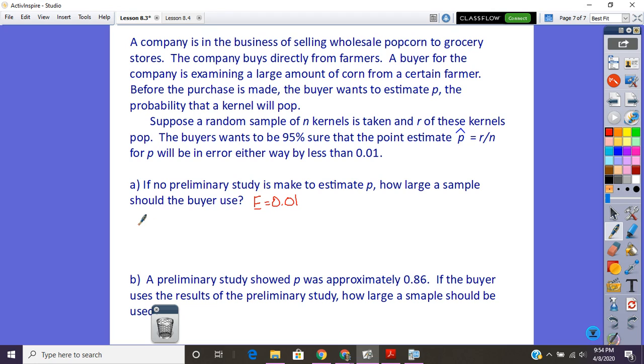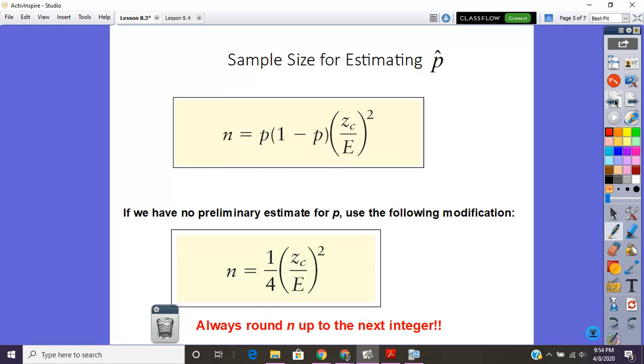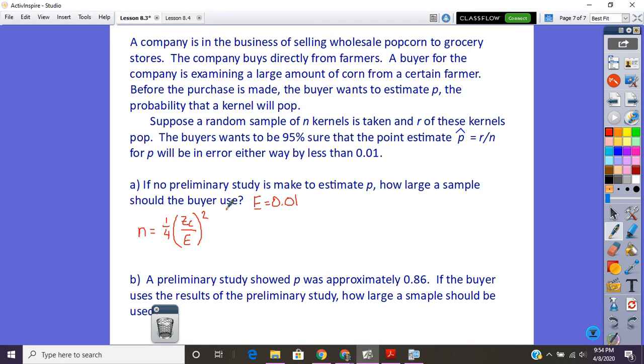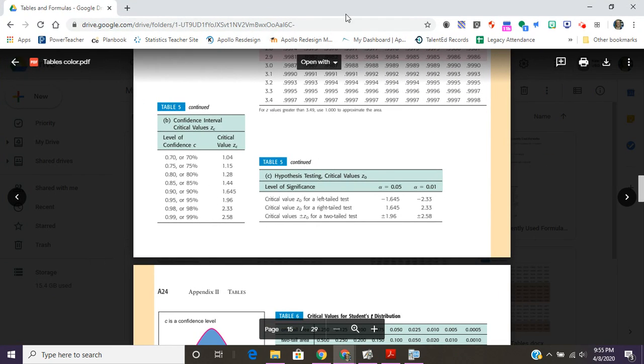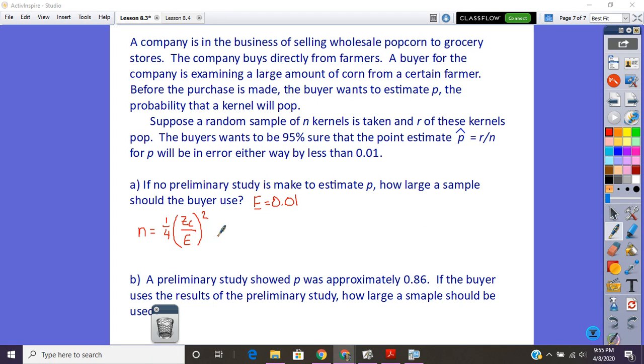So for this one right here, with no preliminary estimate, it's 1/4 times (ZC over E) squared. So we've got to find our ZC for 95%. I'm pretty sure that's the right formula. Yep. So our ZC for 95%, I can look at this again. It's 1.96. So I've got 1/4 times 1.96. I know my E within the problem is this right here. I'm going to square that. All right, and so I'm going to do all that.